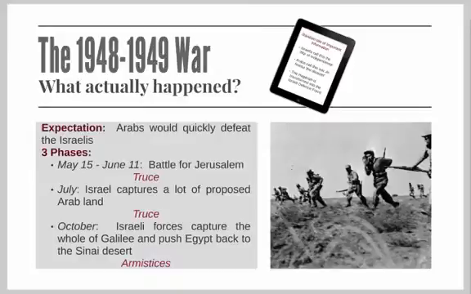A third round of fighting broke out in October. At this point, the Israeli forces capture the whole of Galilee and push Egypt back to the Sinai Desert. The Arabs are only left with a small amount of area in Gaza, like the Gaza Strip. Under American pressure, the Israelis withdraw from Egyptian territory, and final armistices are signed throughout 1949.